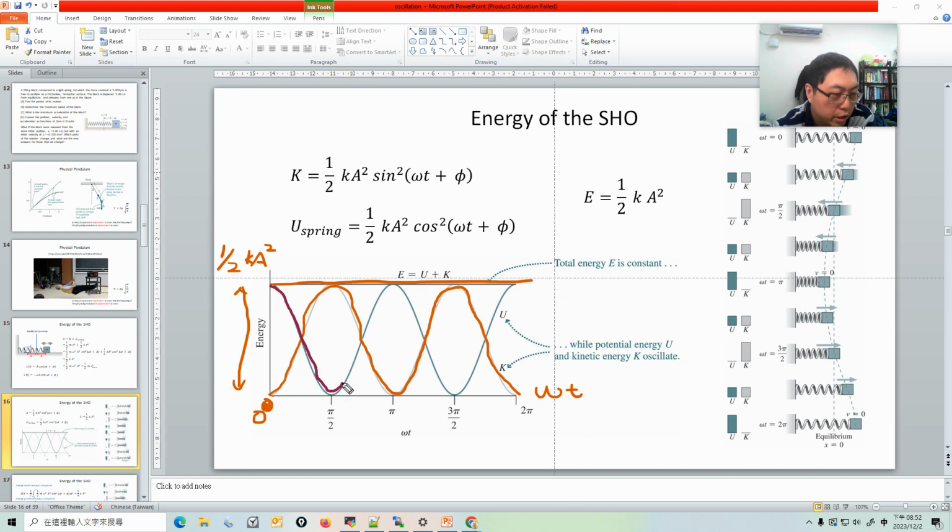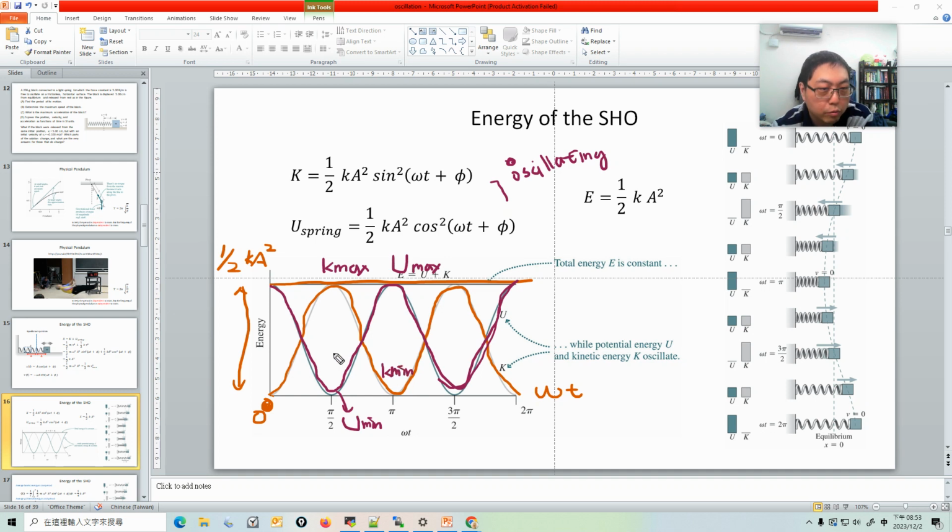Okay. And you see the potential energy and the kinetic energy, they are both oscillating. And the other very interesting thing is when the kinetic energy reaches the maximum, your potential energy goes to minimum, right? And if your potential energy reaches the maximum, your kinetic energy reaches the minimum.